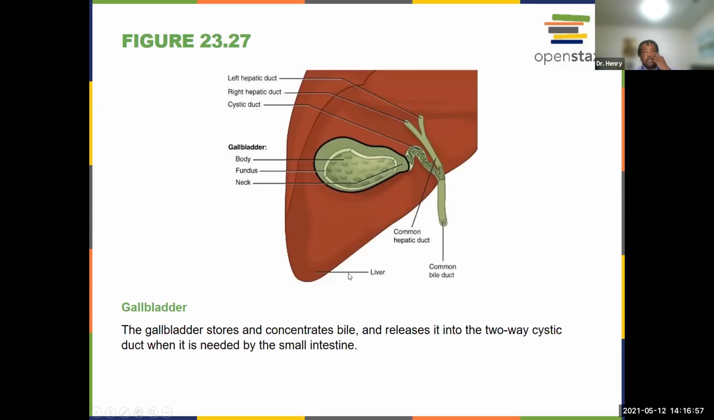So this is basically the gallbladder. The gallbladder is going to be responsible for storage and concentration of bile. This is going to be released into the cystic duct when it's needed by the small intestine.